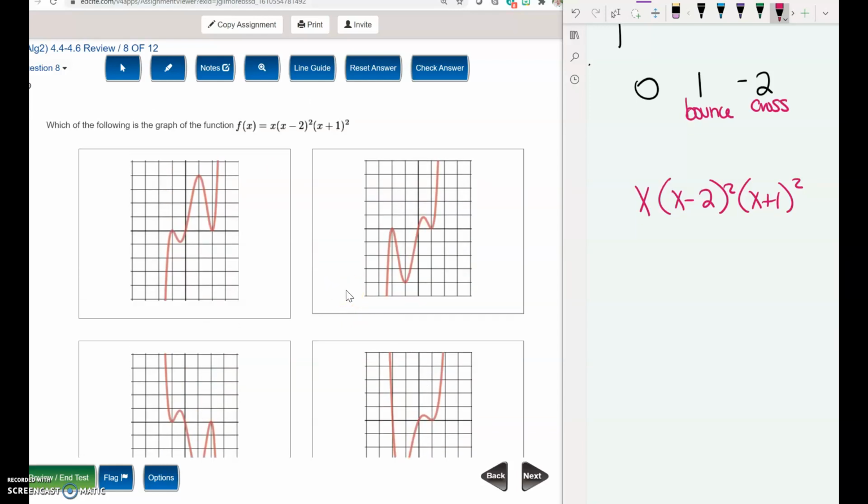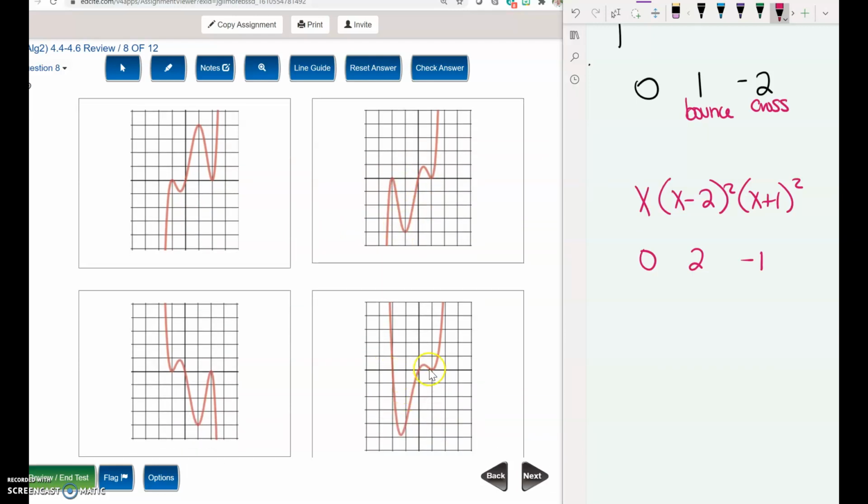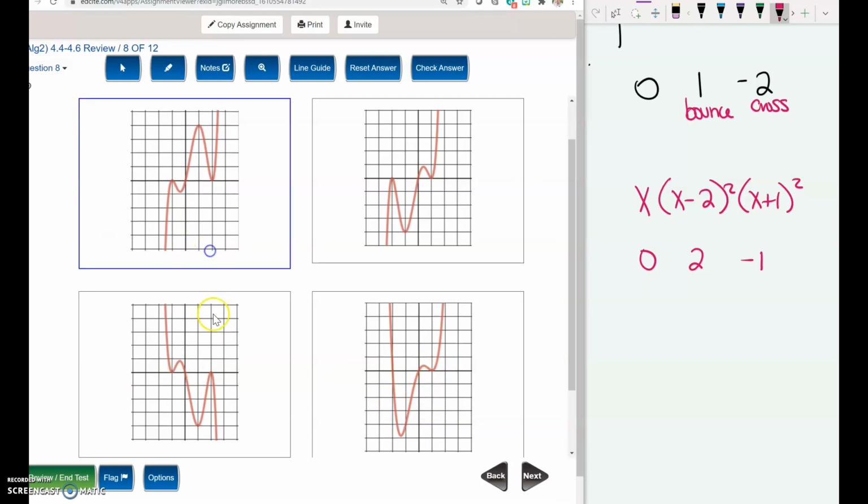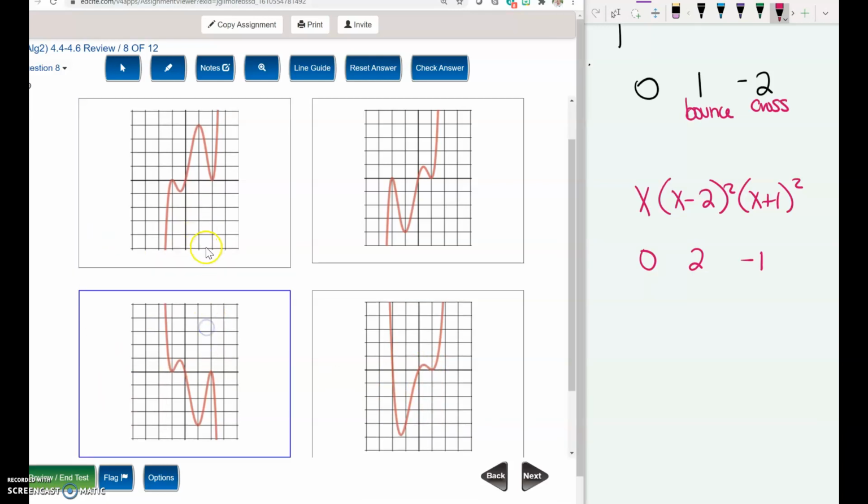Our x-intercepts are at 0, +2, and -1. This one is at -2 and +1. That's not right. Same thing, this one is at -2 and +1. That's not right. So it has to be either one of these two on the left, and the right side has to point up, so it has to be this one.